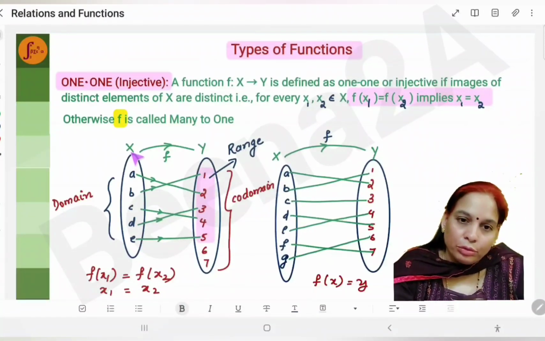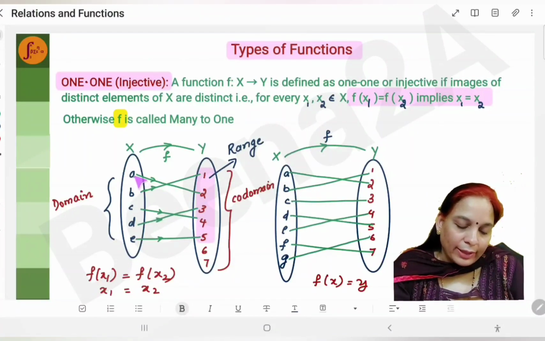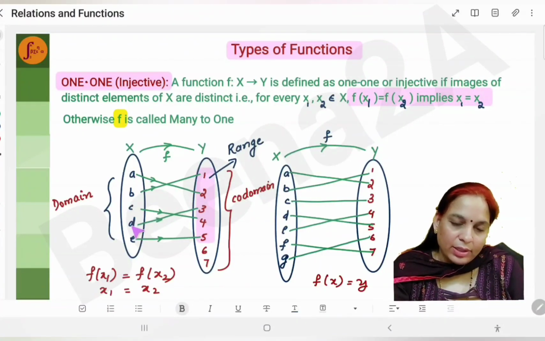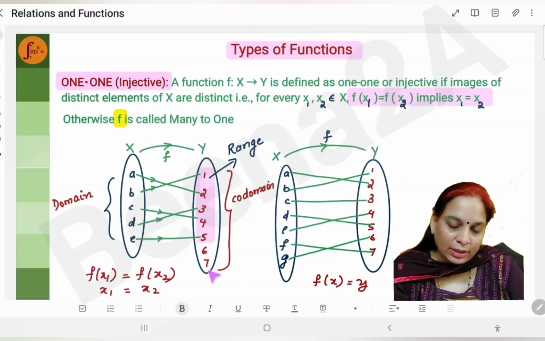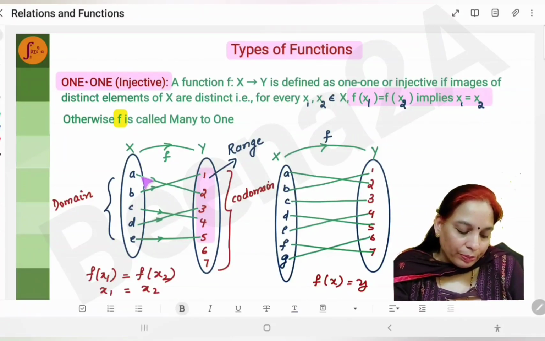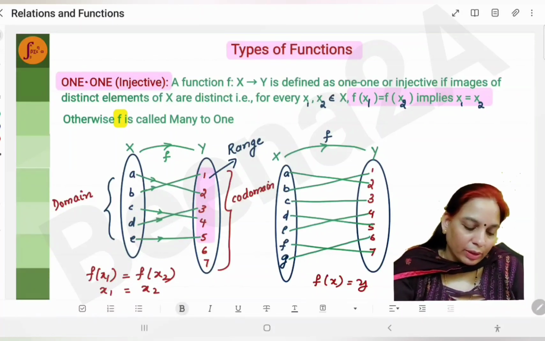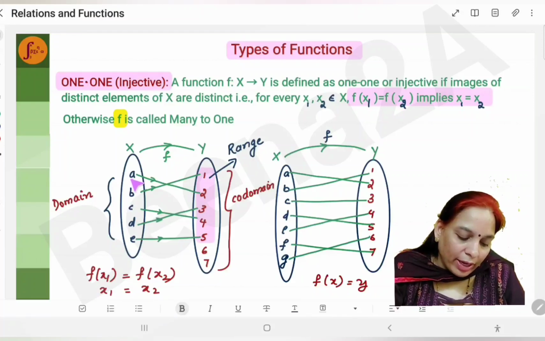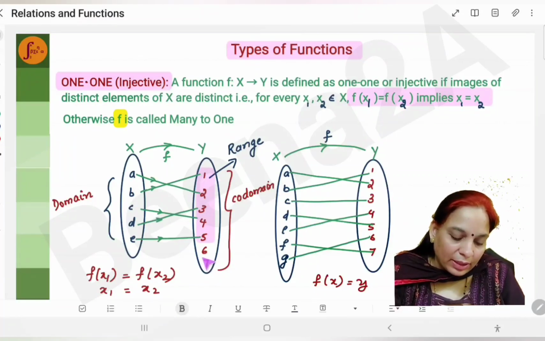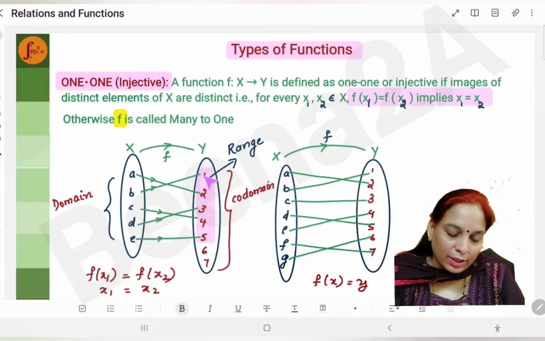Say you have two sets X and Y. X has elements a, b, c, d, e, so X has 5 elements, and set Y is 1, 2, 3, 4, 5, 6, 7. Every element of set X should have an image, that is, element a should be related to some distinct element in set Y. Element b should be related to another element in set Y.